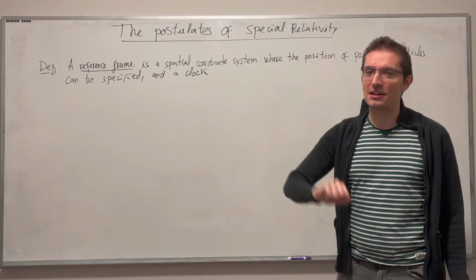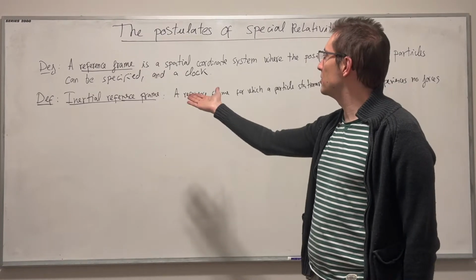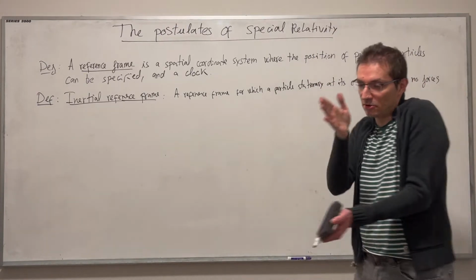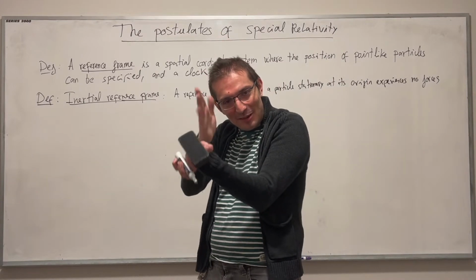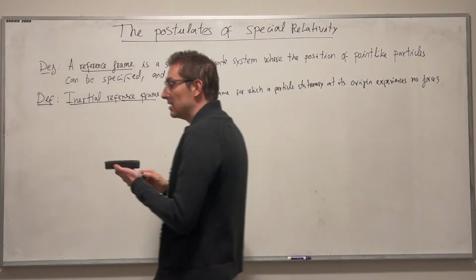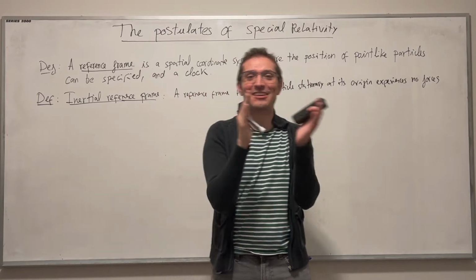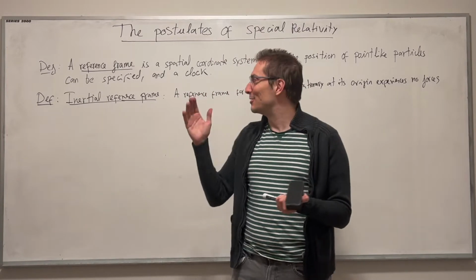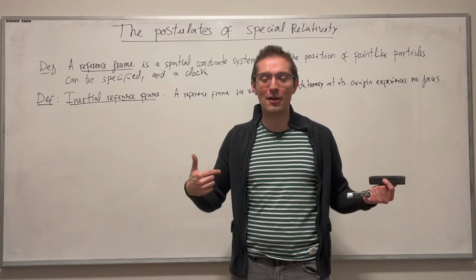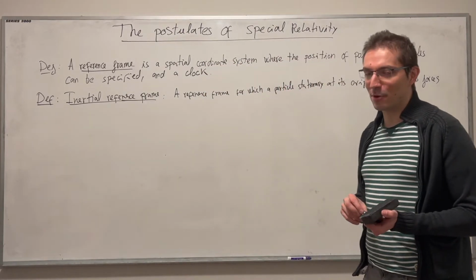Now, let me define inertial reference frame, although I already did, but let me just quickly write it here. The definition of an inertial reference frame is a reference frame from which a particle stationary at its origin, the point the frame is actually nailed to, experiences no forces. That is actually easy to check, because you can have an accelerometer. Accelerations are very easy to measure. So if the accelerations that you measure are 0, then you're in an inertial reference frame. With these two definitions, we can write the postulates of special relativity.